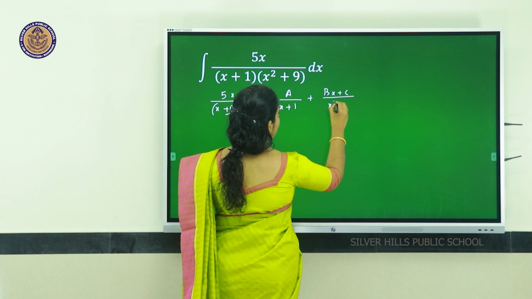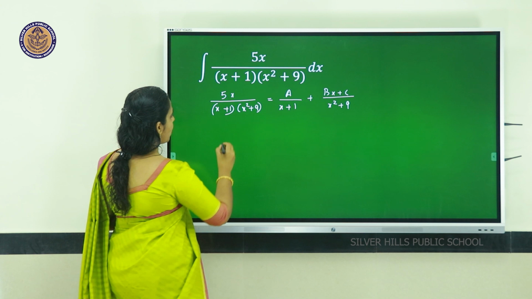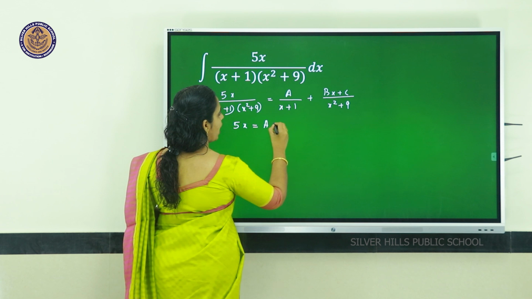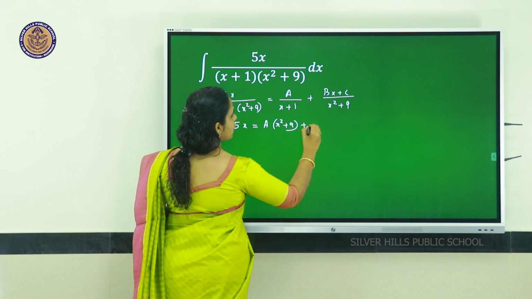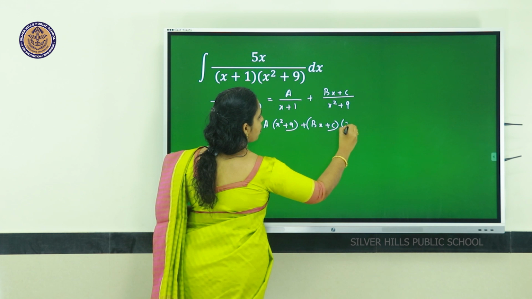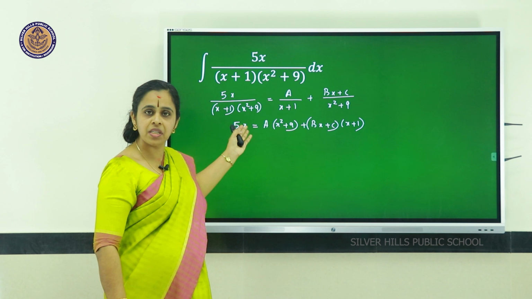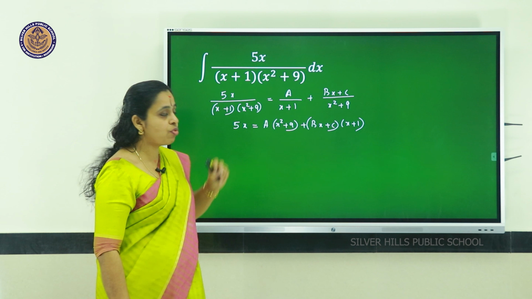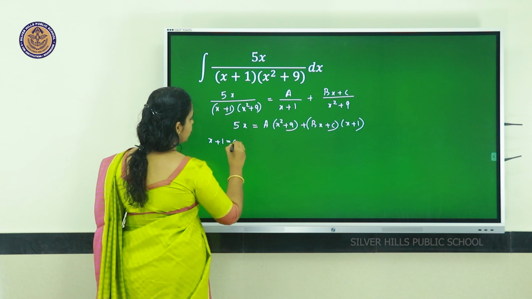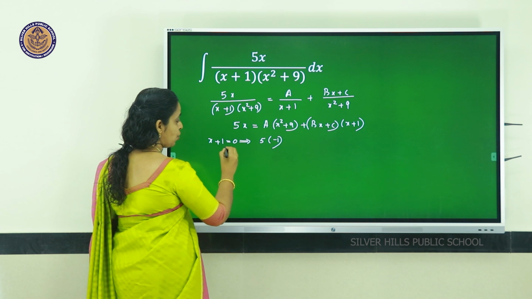Now let us take LCM both sides. 5x equal to a into x square plus 9 plus bx plus c into x plus 1. Since when we take the LCM the denominators will be the same, we are equating the numerators. Now, let us give x plus 1 equal to 0. x plus 1 equal to 0 gives 5 into minus 1, the value of x you are getting here, minus 1.